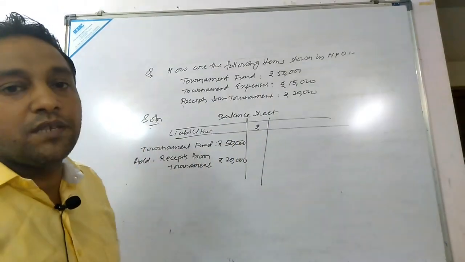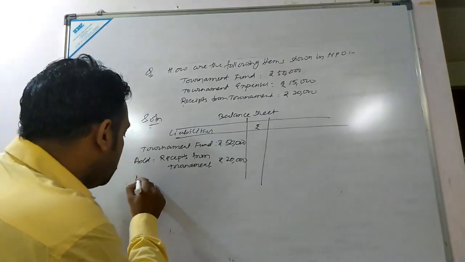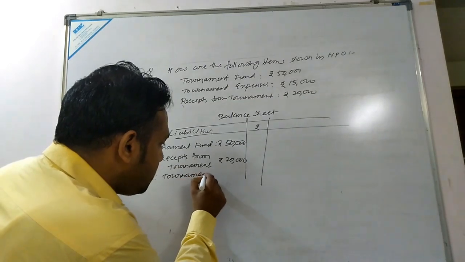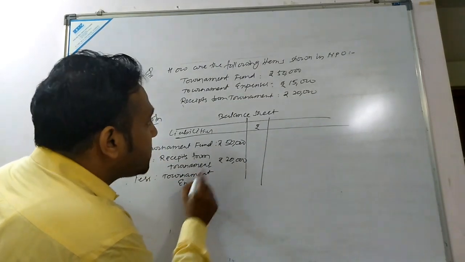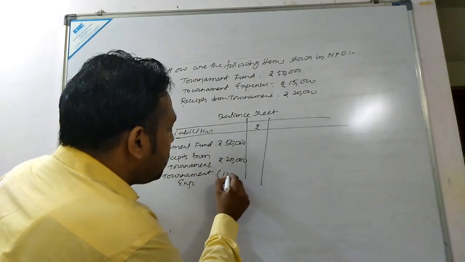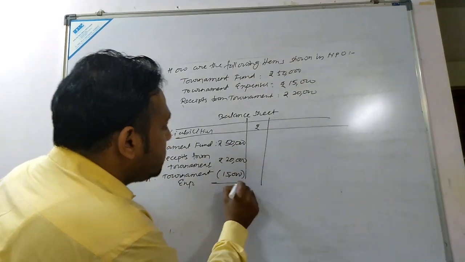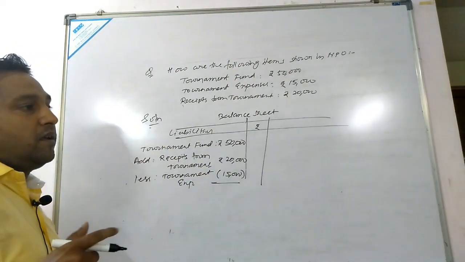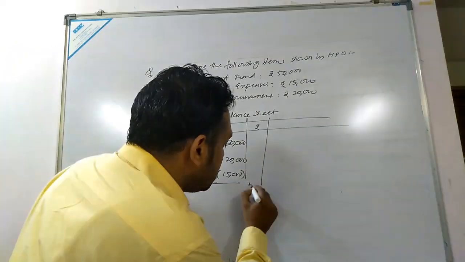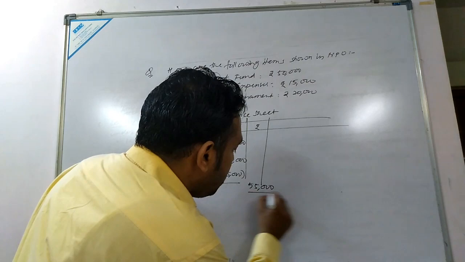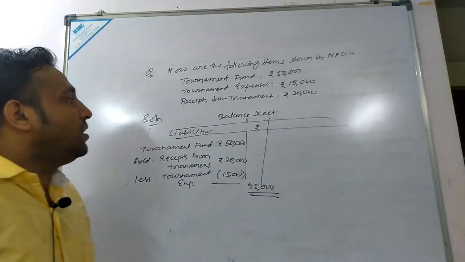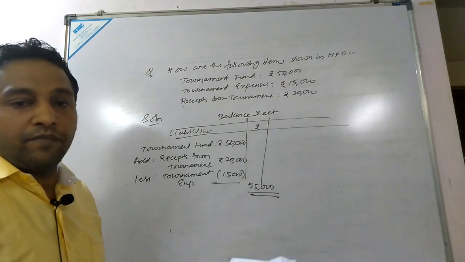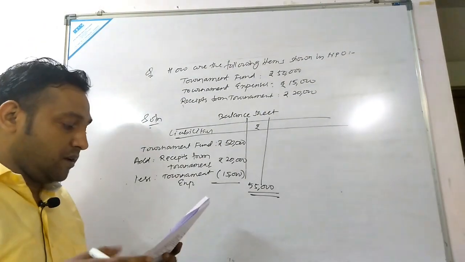Now tournament expenses: how much have we spent on the tournament? 15,000. That we have to subtract, less tournament expenses of 15,000. So what will be the answer? 50 plus 20 is 70, 70 minus 15 is 55,000. So we get the amount 55,000. This is how we are required to show the items in the NPO. This is the solution.